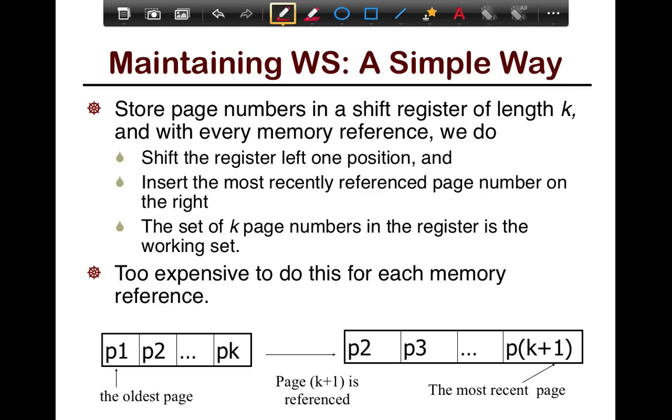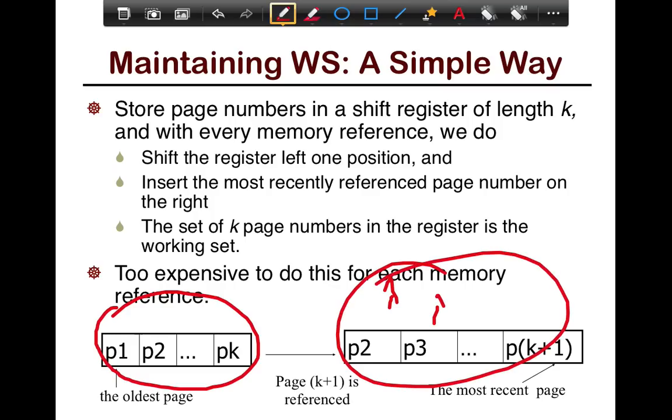Maintaining working sets is quite simple. All you need, again, is a shift register where you just keep track of unique pages. Note that every page in the shift register is unique. You insert the most recently referenced page number on the right, and the set of page numbers in the shift register is essentially the effective working set. It's too expensive to do this for each memory reference, on the other hand, because every time any data is referenced in any of these pages, you've got to push it into the shift register.